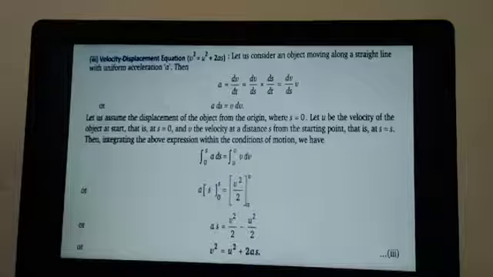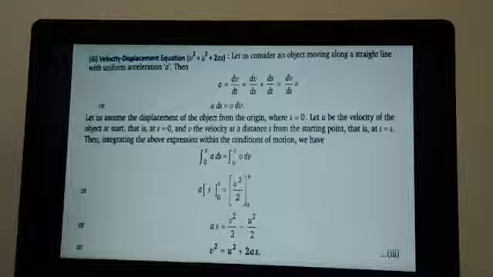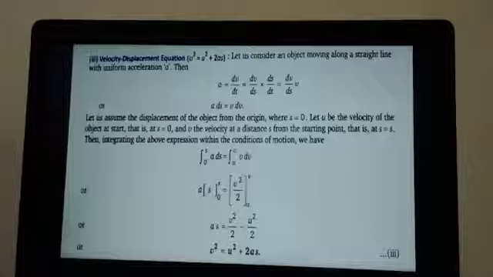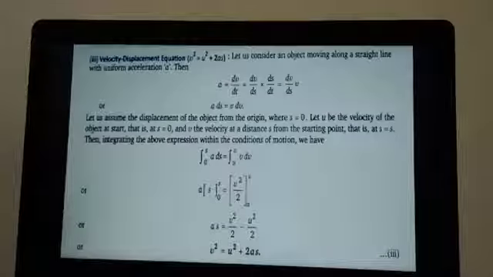What is ds by dt? Rate of change of displacement, that is velocity. So dv by ds into v. So a is equal to dv by ds into v, and taking ds to the left hand side, a ds is equal to v into dv.